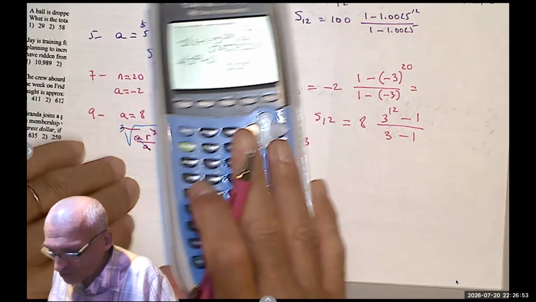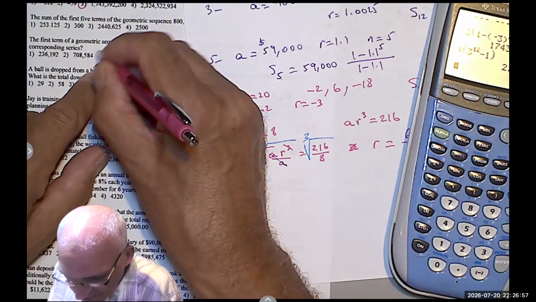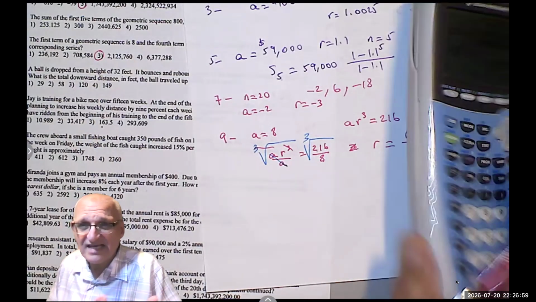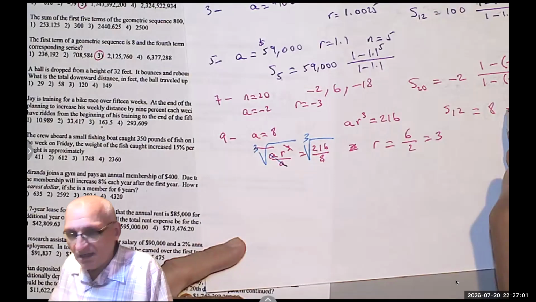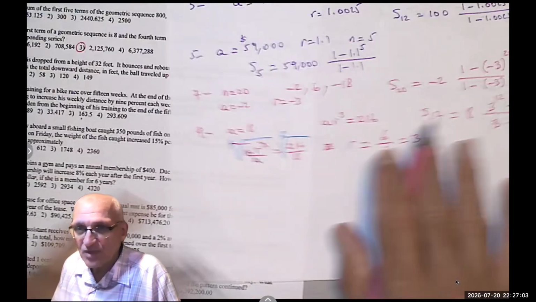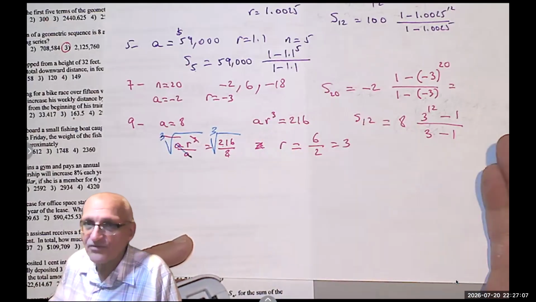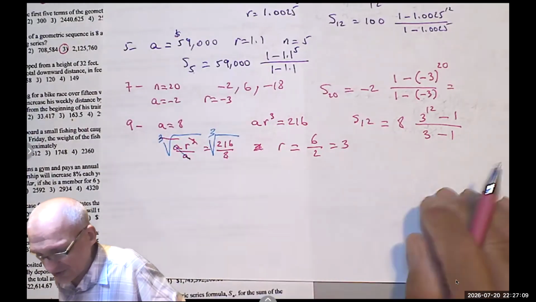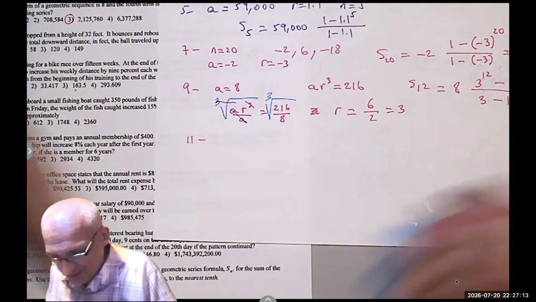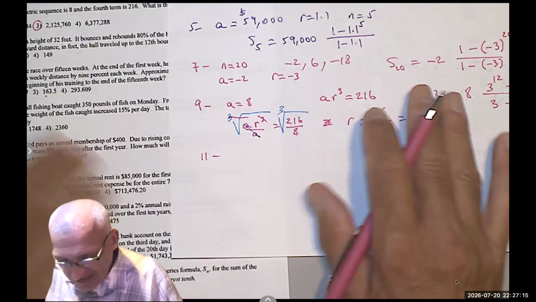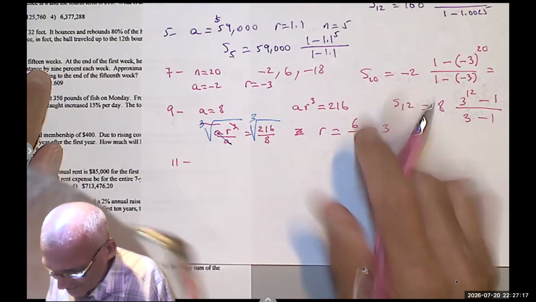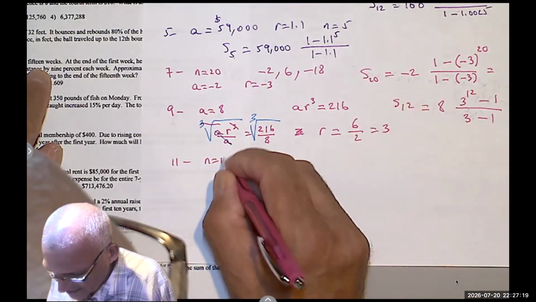So I get 2125760. That's number 3. As I said, whether you say R to the n minus 1 over R minus 1 or 1 minus R to the n over 1 minus R, you get the same result, of course. This is pure algebra. Number 11, J is training for a bike race over 15 weeks, so n is 15.